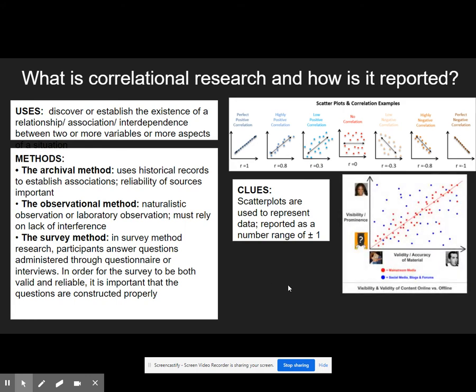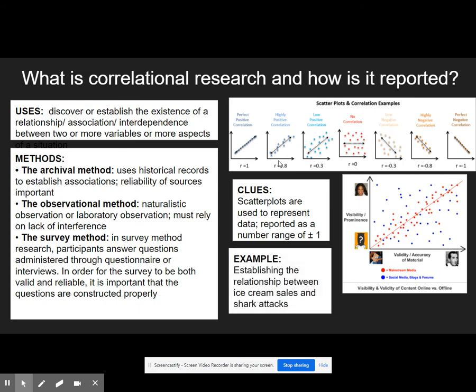An example, just a funny one, is plotting the visibility and prominence of a person or of a news source against its validity and accuracy. Whenever we're looking at the red dots, we'll see there's some sort of line that we can mark here. This is called a regression line. But when we're looking at all the blue dots, we don't really see a correlation. So it looks a lot more like this. And this one looks a lot more like this. All right.